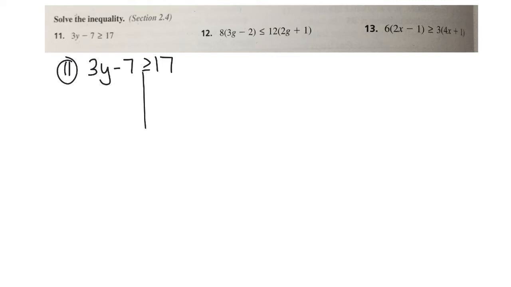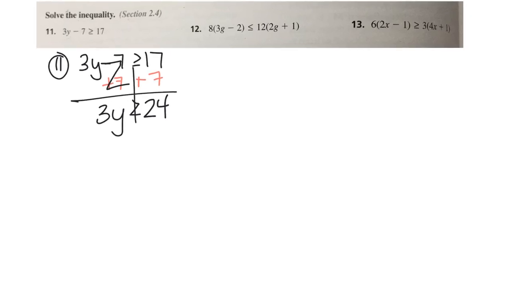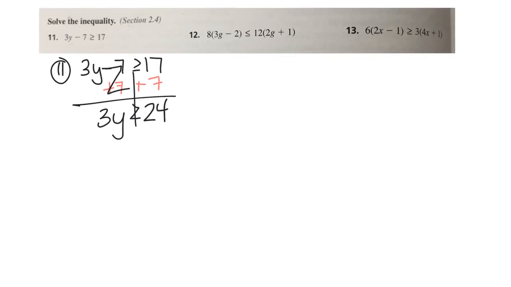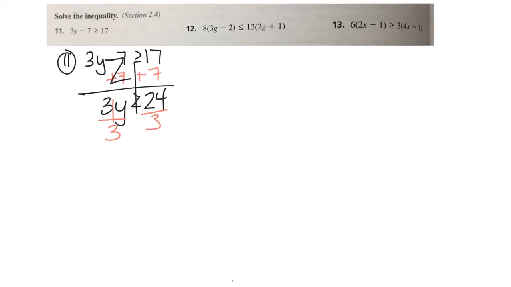So here we're going to undo the addition first by adding 7. And then we're going to get 3y because negative 7 plus 7 is 0. And 17 plus 7 is 24. And then we're going to undo the multiplication by dividing by 3. Divide by 3. And y is greater than or equal to 8. I divided by a positive, so I don't need to do any flipping.